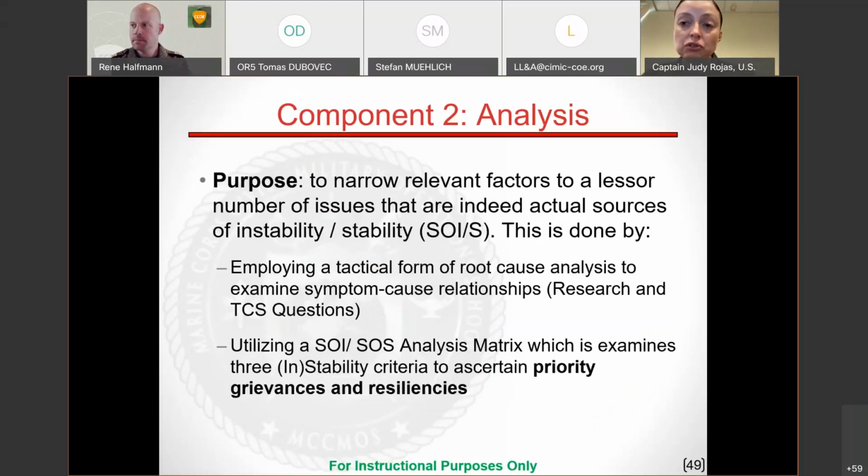So you do this via research and also through the tactical questions, TCS questions. Utilizing a sources of instability and stability analysis matrix, it examines 3 instability criteria to ascertain priority grievances and resiliencies. So this is how you are able to prioritize those grievances and resiliencies. Next slide, please.